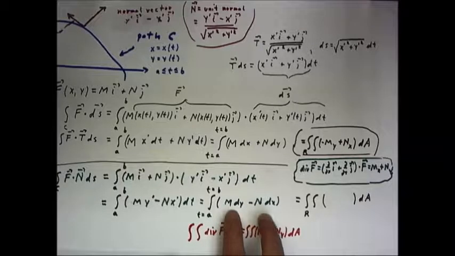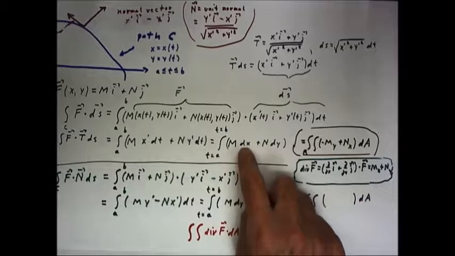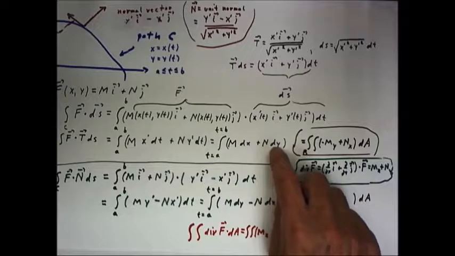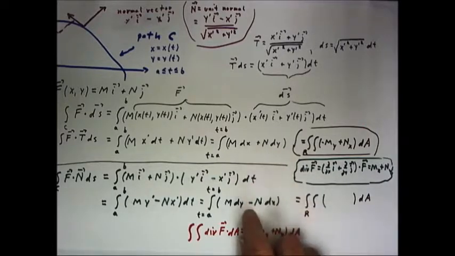We get this integral, which looks a whole lot like this one, but it's a little bit different. M is now paired up with dy instead of dx. N is paired up with dx rather than dy and is now negative.